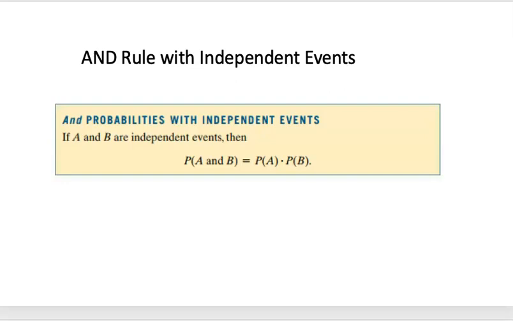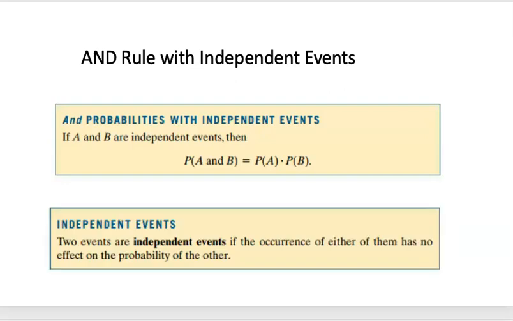But what does it mean to be independent events? Two events are independent events if the occurrence of either of them has no effect on the probability of the other. So if you know what happens in one event, that doesn't change the likelihood of what happens in the other.